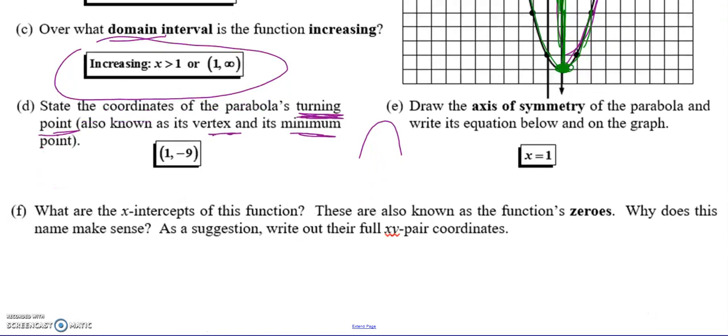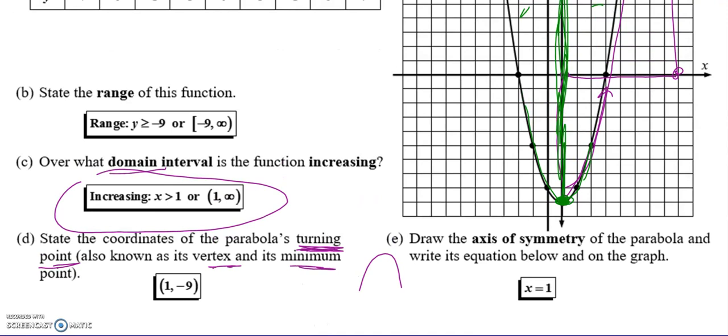All right. And finally, it says, what are the x-intercepts of this function? Simply, where does it hit the x value? These are also known as the zeros. And why does this make sense? Well, this is something we're going to learn. Very important. But here is where the graph hits the x-axis. So these are called the x-intercepts.